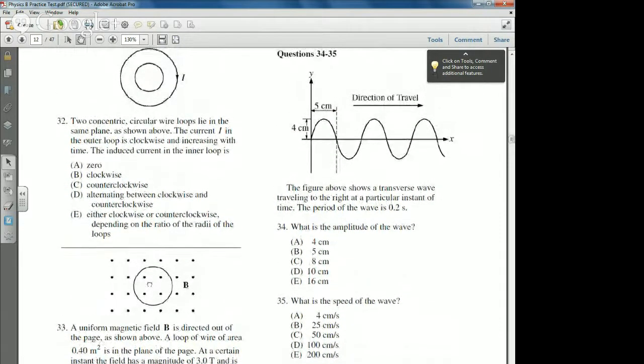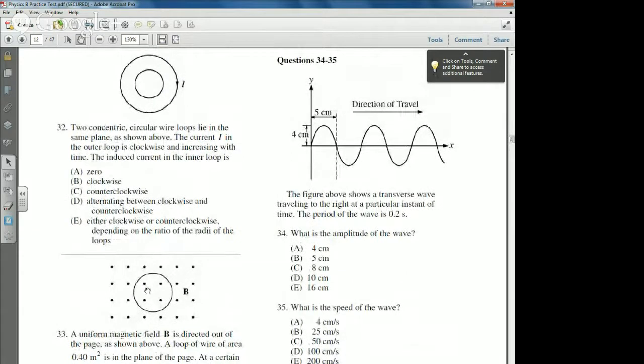All right, 34, let's look at the waves. Actually, this is too easy. I'm just going to point out, amplitude is how high it is from the middle. That's 4 centimeters. What's the speed of the wave? That one's a better question. Are you guys calculating yourselves right now?